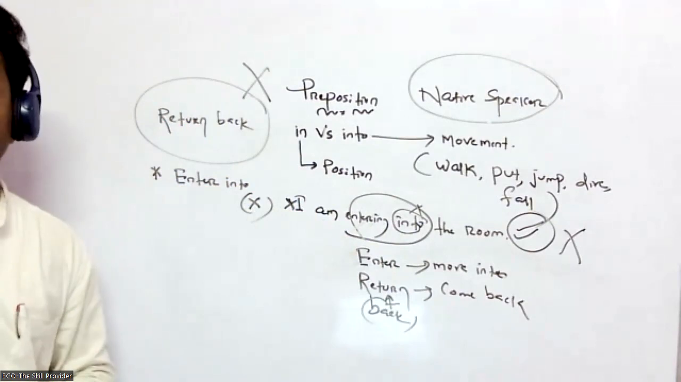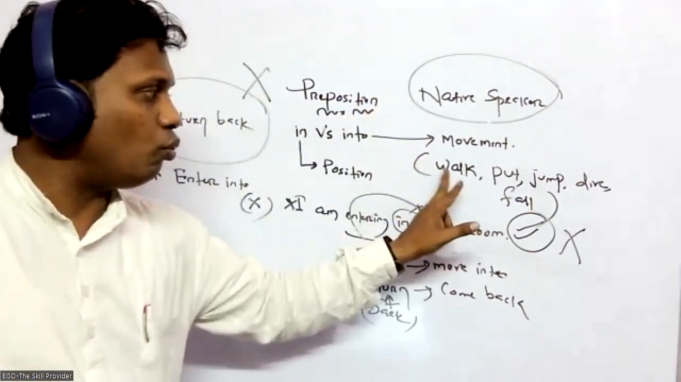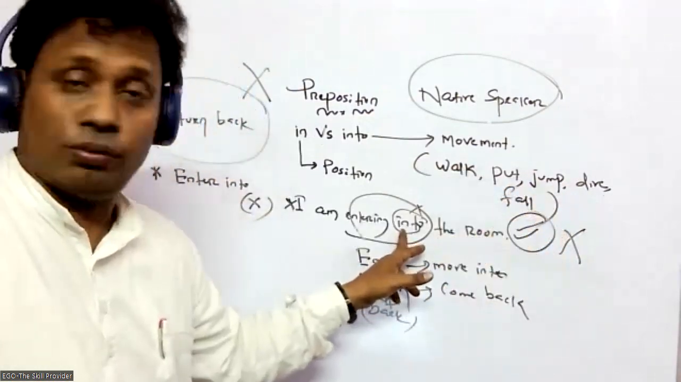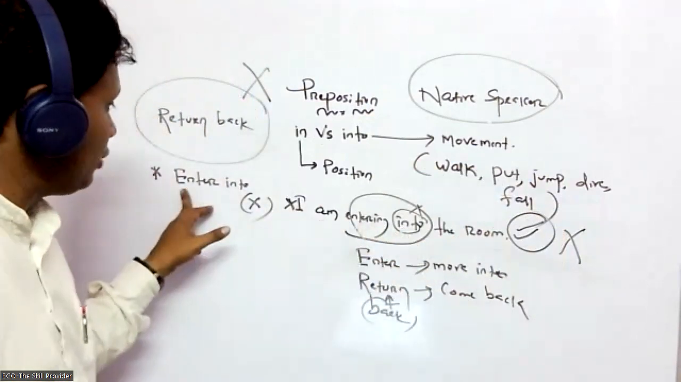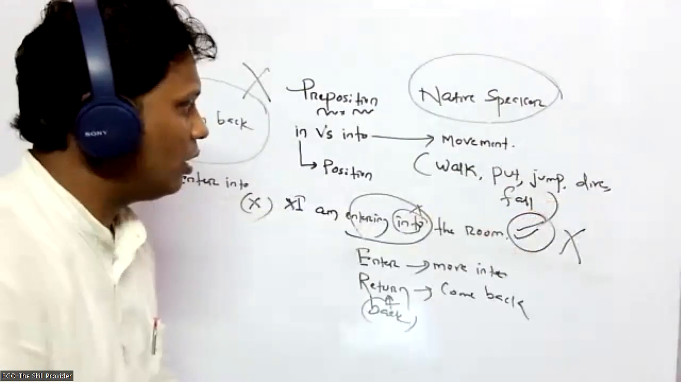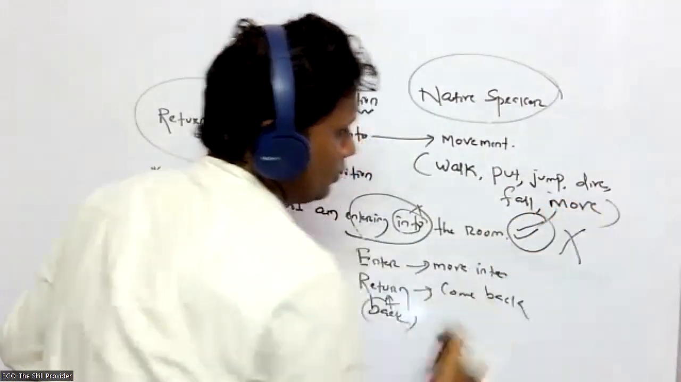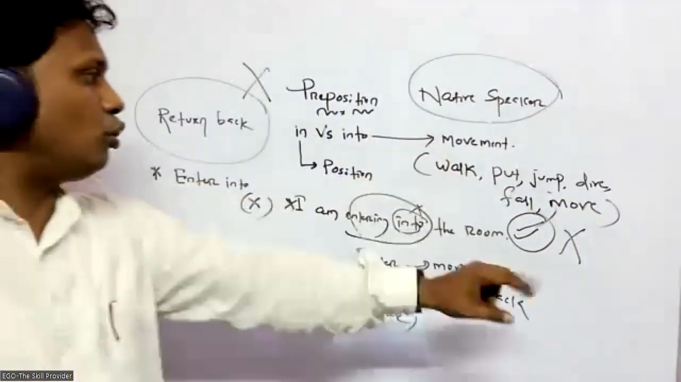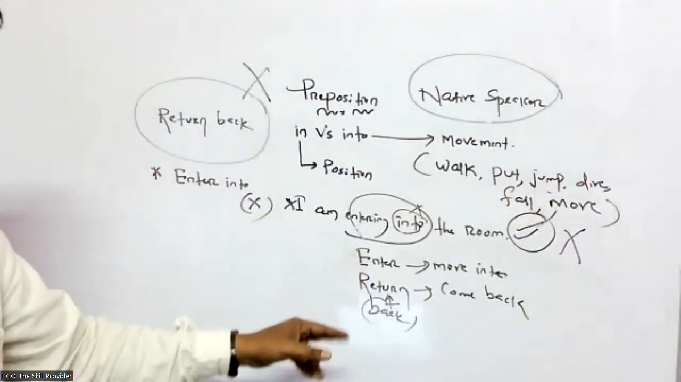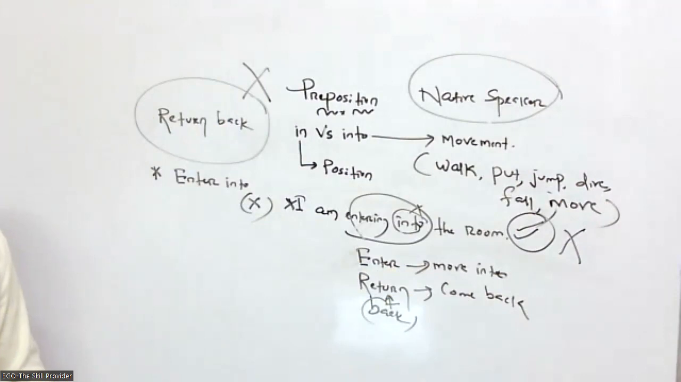This is a wrong sentence. There is something you have to remember: with the verbs walk, put, jump, dive and fall, these five verbs you can use with into. But with enter you cannot use it, because enter itself shows move into. Walk, put, jump, dive, fall, all these words you can use with into, and enter into is absolutely wrong. You can say enter. Now is this clear to everybody?